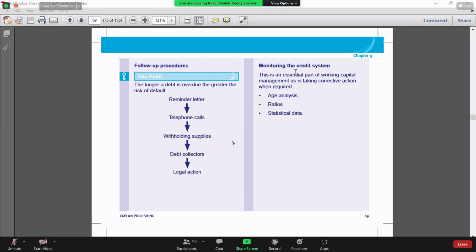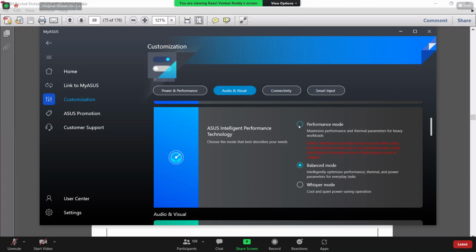Then after that also, if you are not getting a response, then you need to involve the debt collectors to collect the amount. And after initiation with the debt collectors, if you didn't get the payment, then you don't have any other option. You should go with legal action. So these are the follow-up procedures, and I don't think you have any query on this. Is that clear?